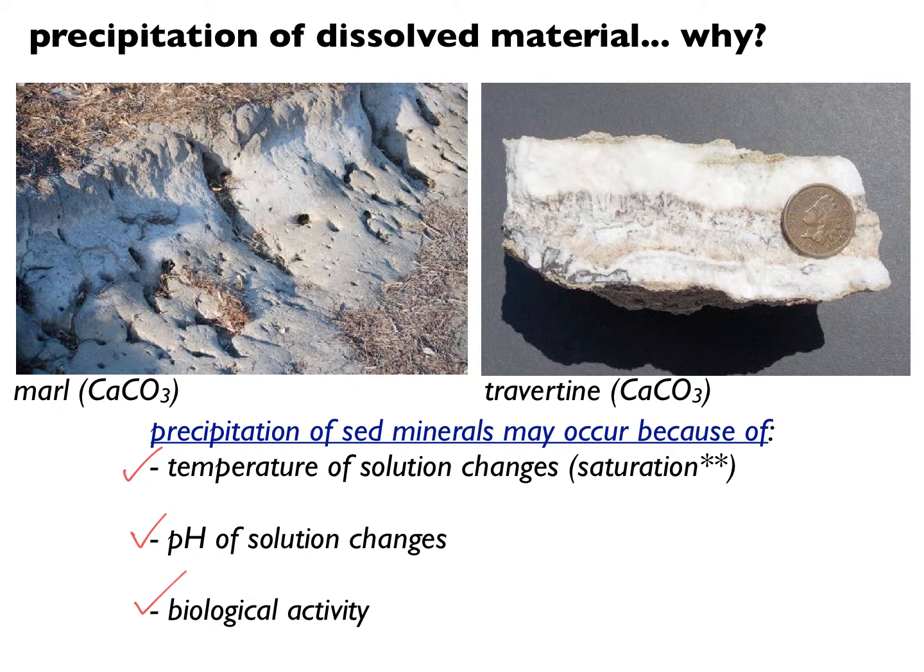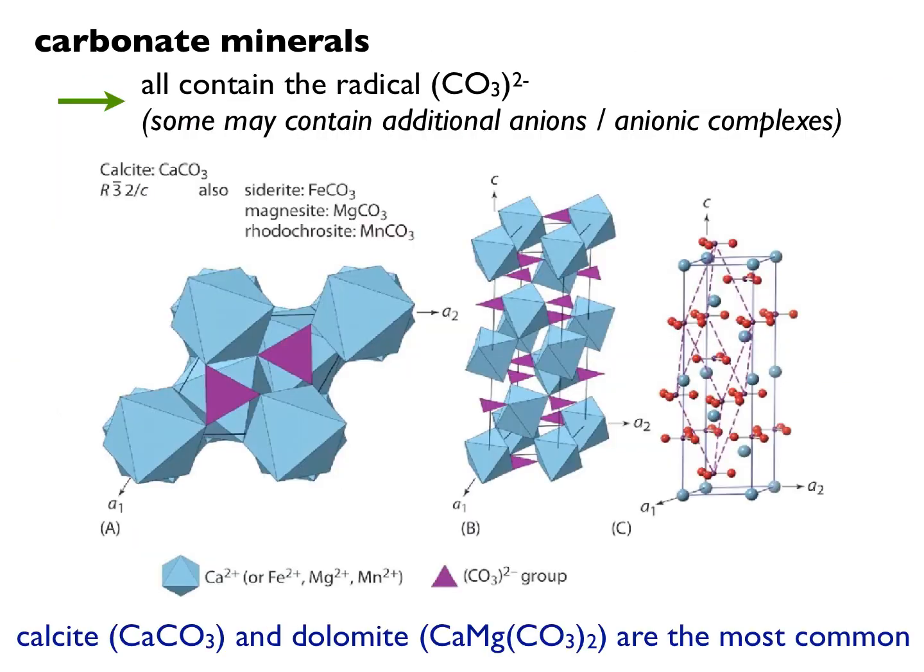So in this case, you're looking at two different types of calcium carbonate. On the left, something that we call marl, and on the right, something that we call travertine. Both of these are examples of chemical sedimentary minerals that have formed through one of these three processes. Carbonates very commonly form these ways.